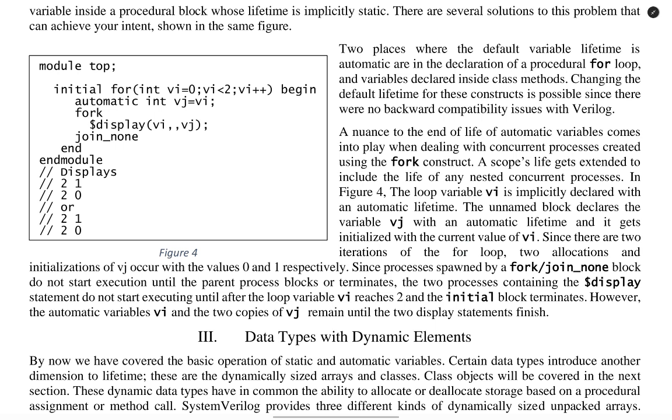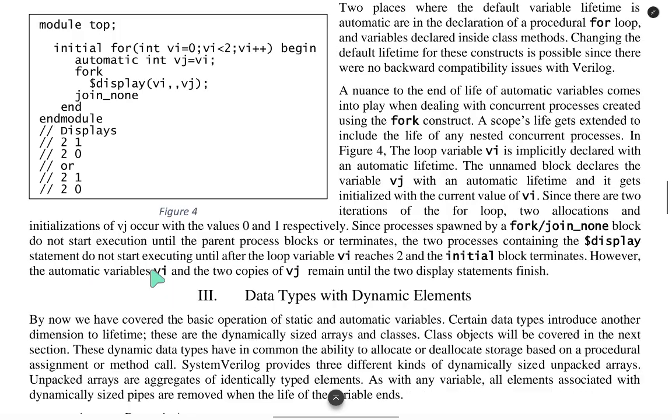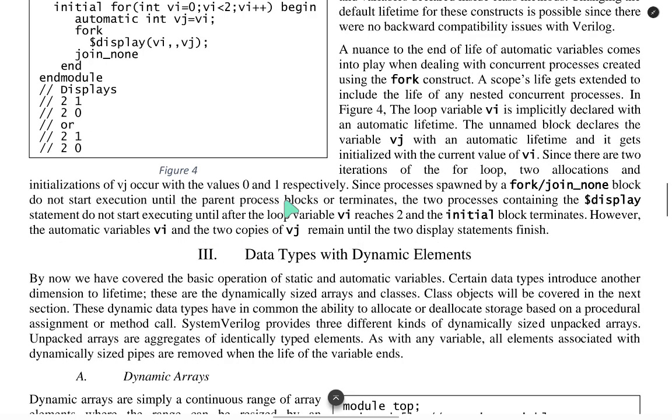Since processes spawned by a fork join_none block do not start execution until the parent process blocks or terminates, the 2 processes containing the display statement do not start executing until after the loop variable vi is reached and the initial block terminates. However, the automatic variable vi and the 2 copies of vj remain until the 2 display statements finish.